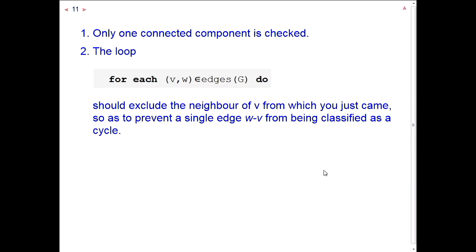So indeed, only one connected component is checked. And secondly, the loop that we used should exclude the neighbor that we just came from, so as to prevent just one single edge being identified as a cycle. Now, I'm not going to correct that algorithm here. I leave that to you as one of the exercises for this week's problem set. It shouldn't be too difficult if you take this algorithm, take into account these two bugs, and improve it in that regard. Then you would have a correct depth-first search-based cycle check.